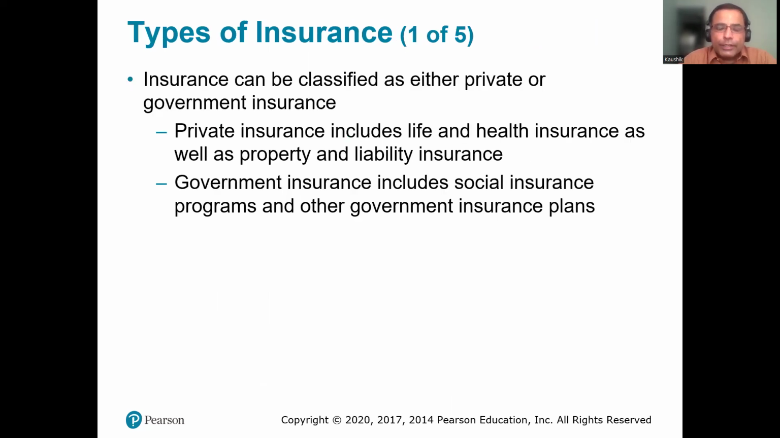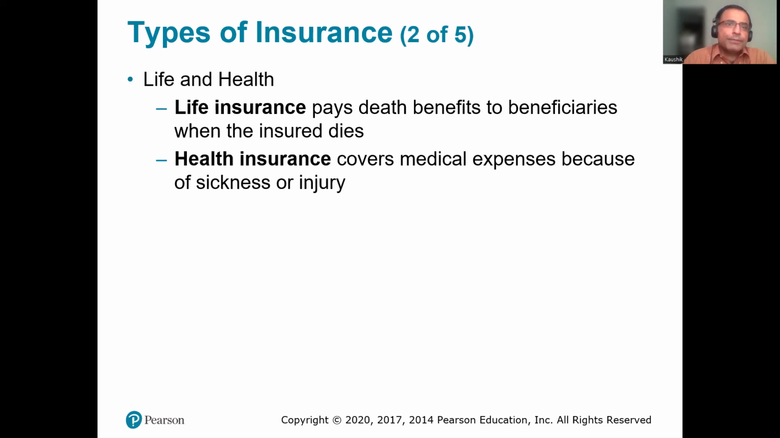Now we look at the different types of insurance. So we can classify insurance as private insurance or government insurance. Private insurance includes life insurance, health insurance, property, and liability insurance. And government insurance includes social insurance programs as well as other government insurance plans. So we'll look into each of them in details.